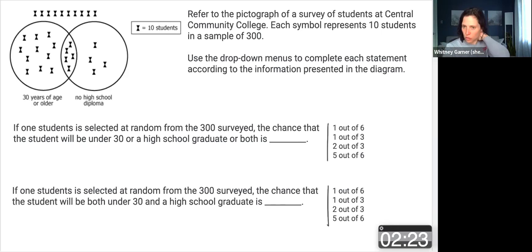All right, at about 2.5 minutes, you'll want to start guessing.